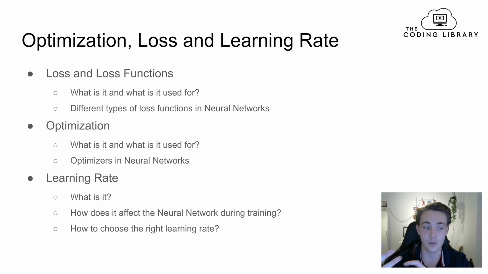And then at the end, when we're doing optimization, we also have something called the learning rate, and we're going to talk about what the learning rate is and how it affects the neural network during training, and also how we can choose the right learning rate, and when we should choose a certain number for different situations or applications, because that is really important when we're doing optimization, that we choose a learning rate that fits our application and neural network.